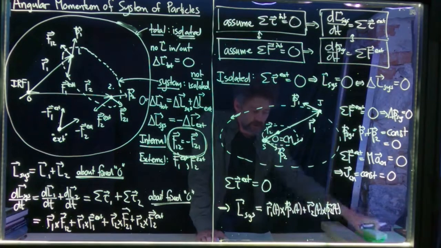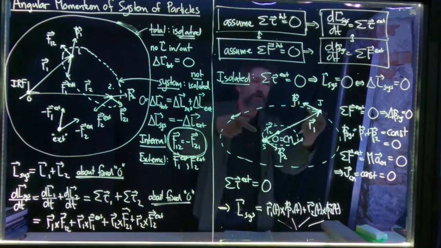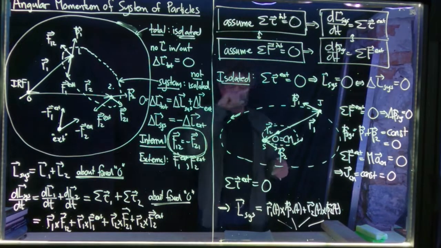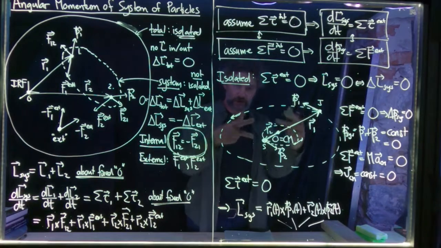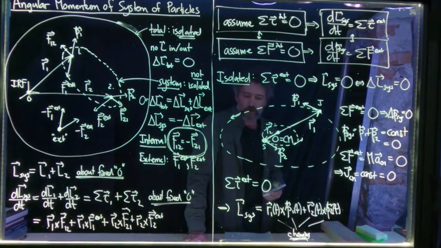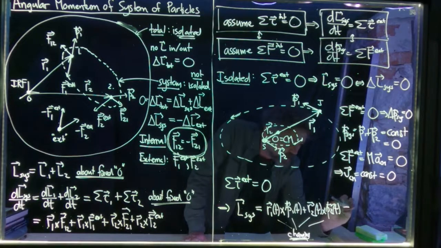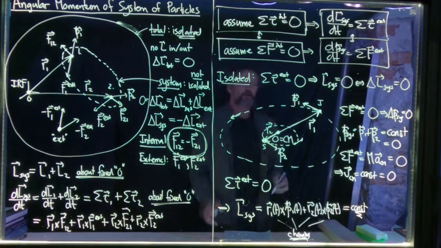Now you can see that these objects, this R1, this P1, this R2, and this P2, are constantly changing. Even if they're circular orbits, their magnitudes don't change, but their directions change. If they're elliptical orbits, not only are their directions changing, their magnitudes are changing as well. So these things are always changing individually. However, by conservation of angular momentum, this particular sum is equal to a constant. This R1 cross P1 plus R2 cross P2 is constant.